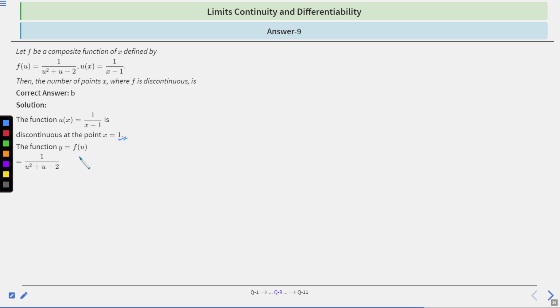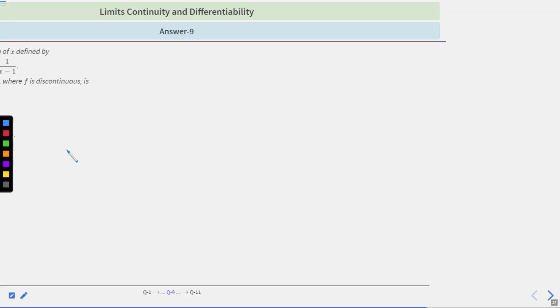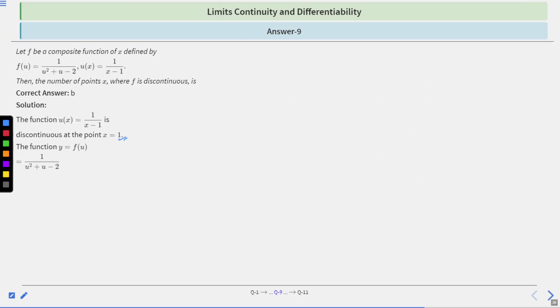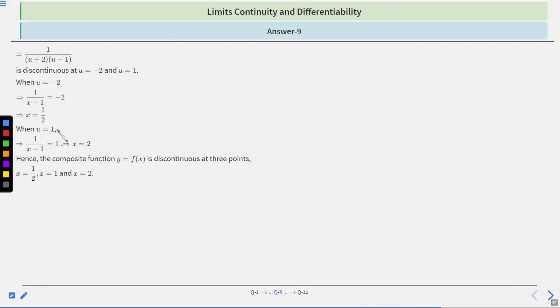f(u) is basically y = 1/(u² + u - 2), right? Now u² + u - 2 can be written as (u+2)(u-1). It is discontinuous at u = -2 and u = 1. Now let's check when u = -2. The u function is this one. So when u = -2, 1/(x-1) = -2. After solving, we will get x = 1/2, clear? And when u = 1, 1/(x-1) = 1, so we got x = 2.